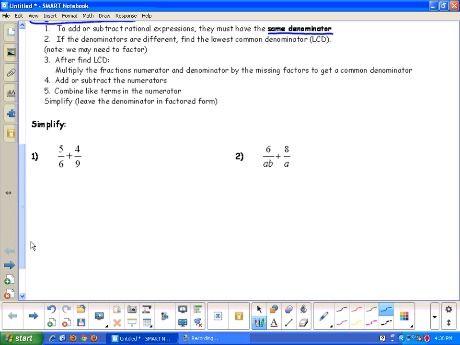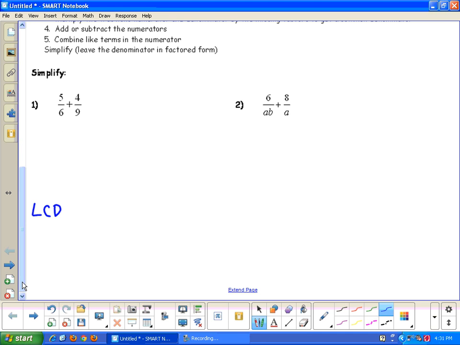So for this first equation, 5 over 6 plus 4 over 9. So first things first, I want to find the least common denominator. So my least common denominator, I'm going to do just off to the side down here. I have 6 and I have 9. So you should be able to do this without writing it out. The least common denominator between 6 and 9 is going to be 18, but just in case you need to write it out, that's okay.